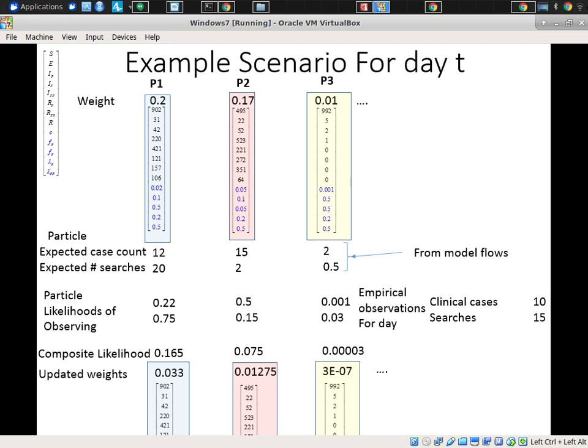And sometimes you'll undertake a resampling process here. They'll undertake a resampling if the effective sample size is too small, and there'll be a survival of the fittest. Those with low weights will tend to have very little chance of surviving, and those with higher weights will tend to multiply. Does that make sense?